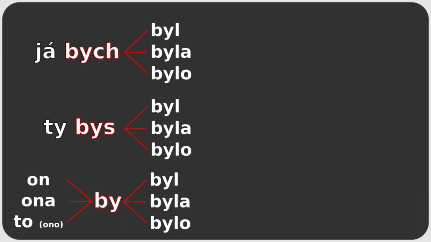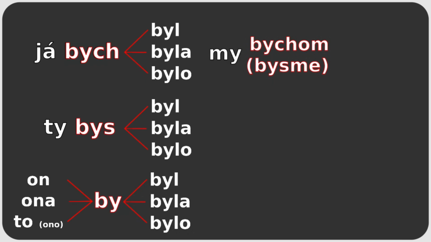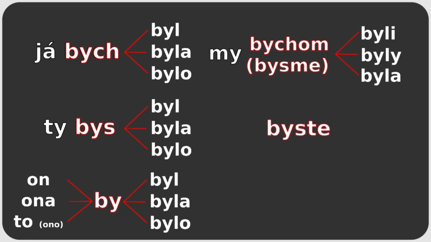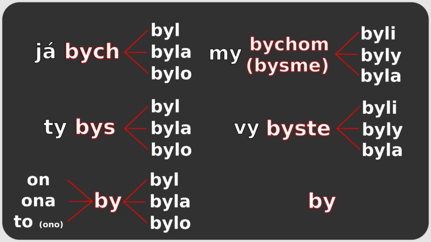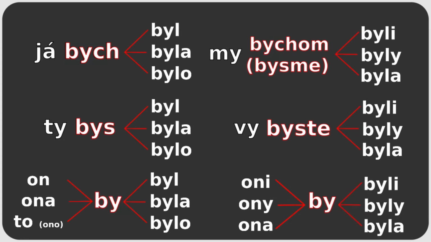First person plural takes the form "bychom," or sometimes informal "bysme." We would be, "my bychom byli," or "my bysme byli." Second person plural, the form is "byste." So you would be, "vy byste byli." And third person plural, meaning they, takes the form "by," same as the third person singular. They would be, "oni by byli, ony by byla."